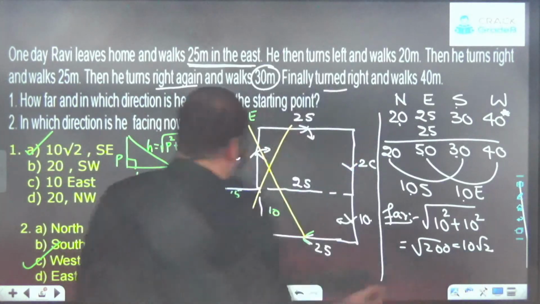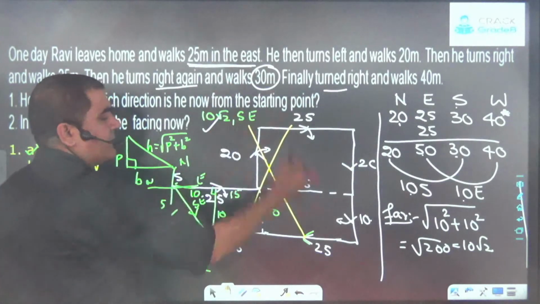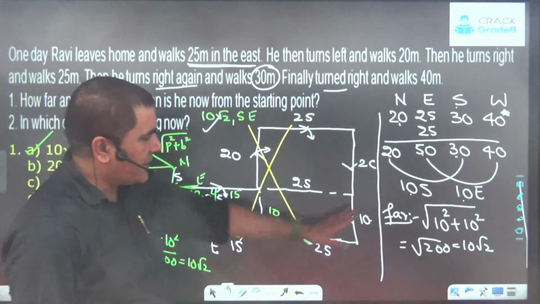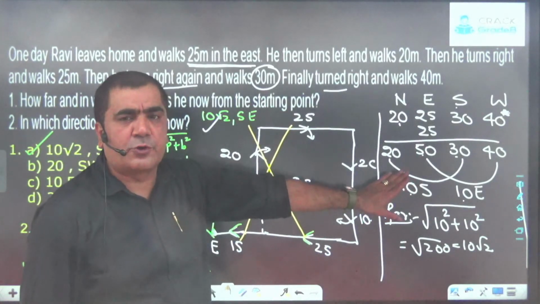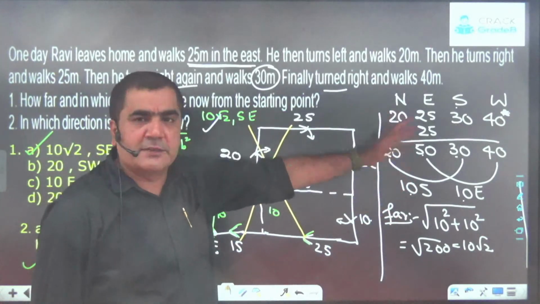Same as by this method. But here just see, no complications. Nothing you are supposed to do. Simply you have to write the numbers and get the answer.